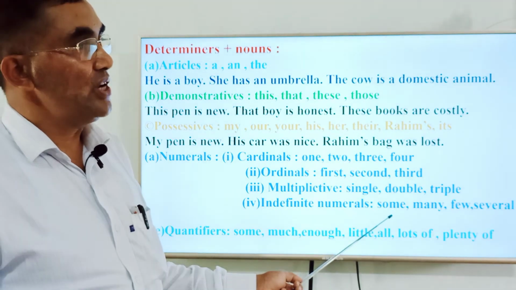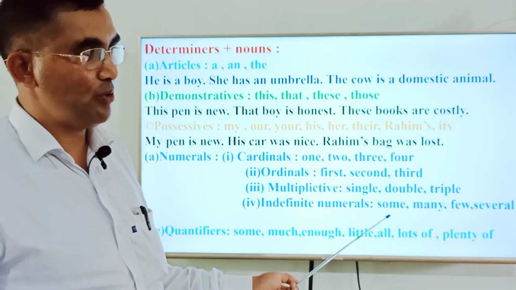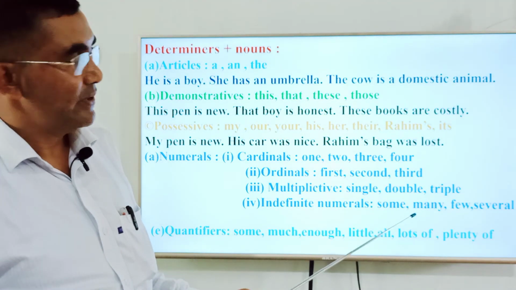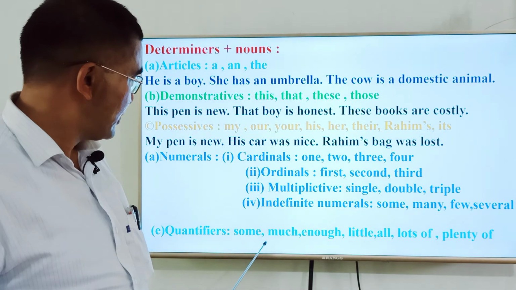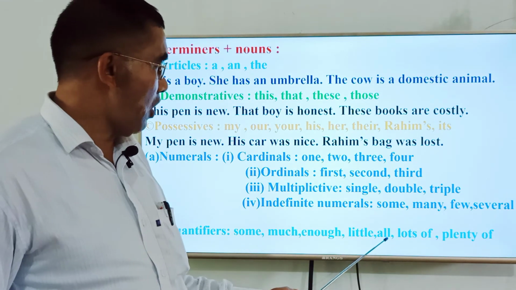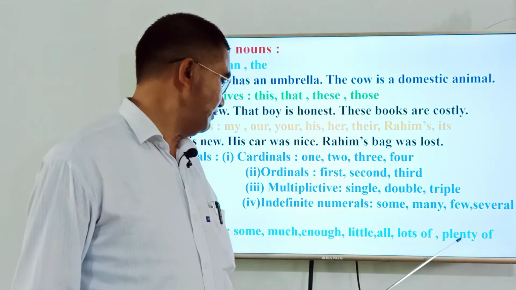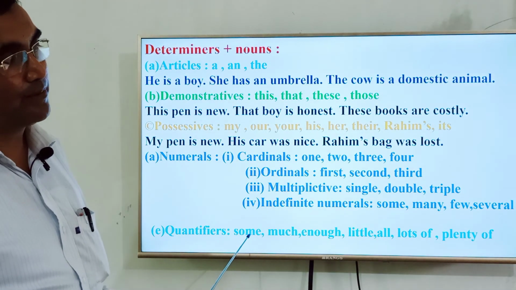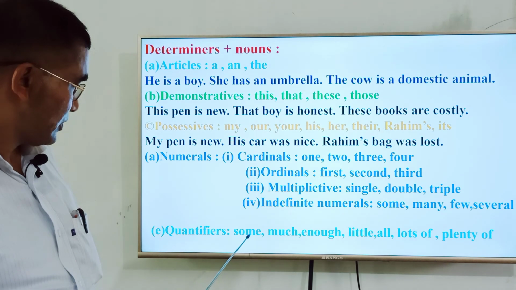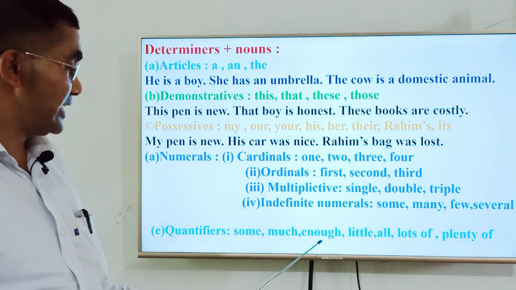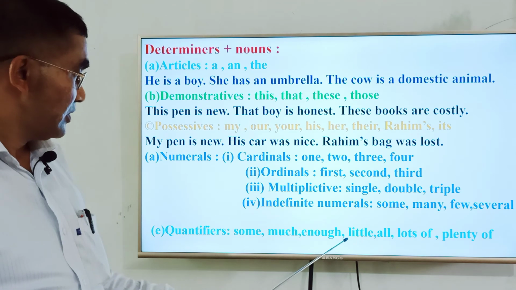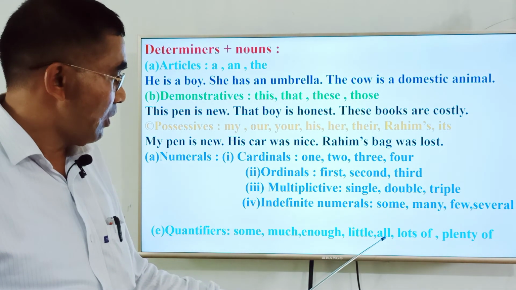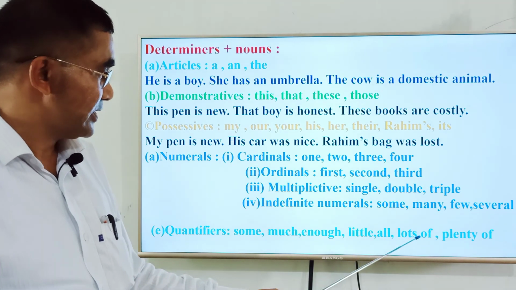That means some boys came here yesterday. If we just say some boys came here yesterday, here how many of the boys came here is not fixed up. Then quantifiers: some, much, enough, little, all, lots of, plenty of. These are the quantifiers, because they give some idea of quantity of the nouns. I drank some water, he has enough riches, he has little knowledge, all these kids, etc.